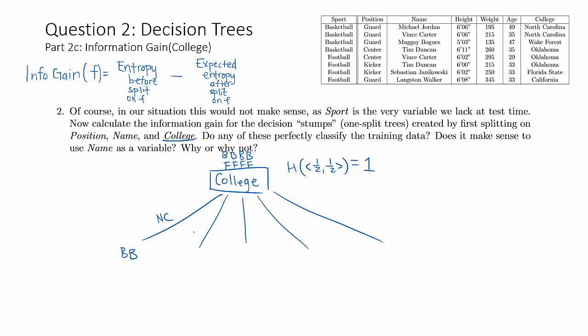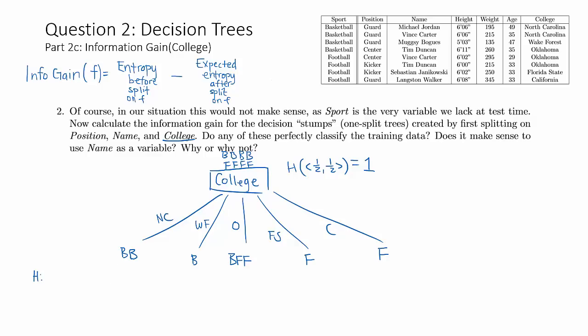For Wake Forest, there's 1 basketball sample. For Oklahoma, there's 1 basketball sample and 2 football samples. For Florida State and California, each of these has 1 football sample. Now we need to calculate the entropy for these groups.